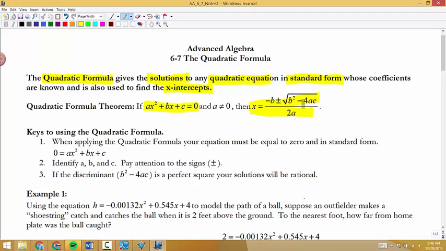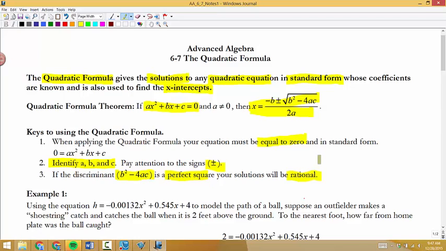Some keys to using the quadratic formula: when applying it, your equation must be equal to 0. That's a key component. If it's not equal to 0, you need to bring everything over to one side and set it equal to 0. You need to be able to identify what your a, b, and c values are. You need to pay attention to the plus and the minus. The discriminant, this part where it's b squared minus 4ac, if that's a perfect square, then we know that our solution is going to be rational. So those are some key components to the quadratic formula.